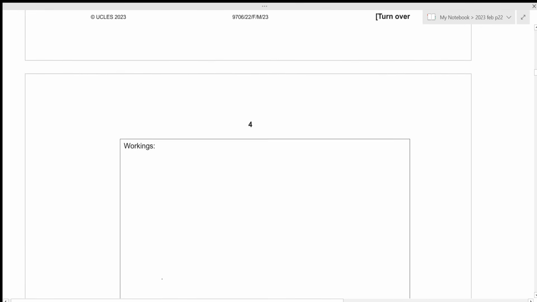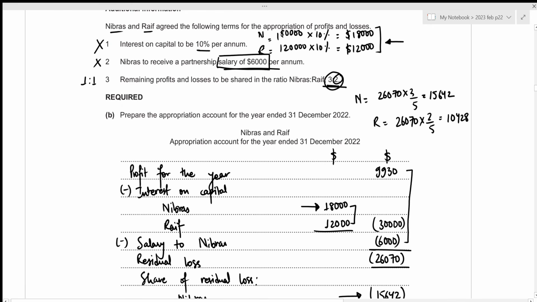Now, for the appropriation account, we'll now start with the amount of 10,380. And remember that we do not pay out interest on capital if there is no partnership agreement. So that's going to be 0. There's also going to be no salary. So that's again going to be 0, which means that our residual profit is still going to be 10,380. And now we just need to divide it among our partners.